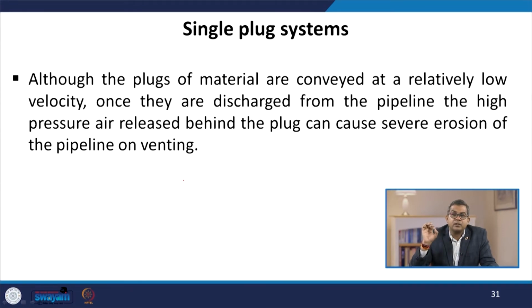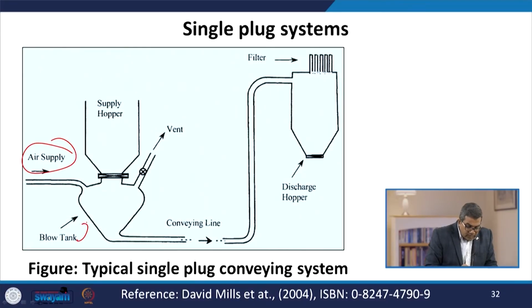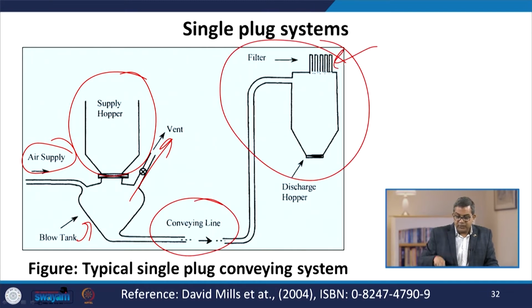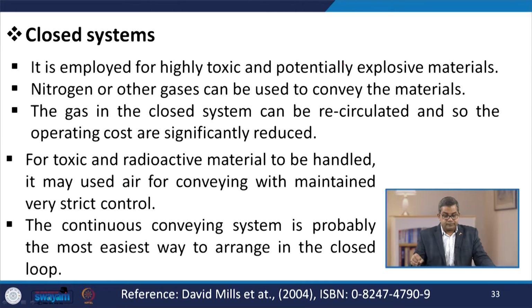Although the plugs of material are conveyed at a relatively low velocity, once they are discharged from the pipeline, the high pressure air released behind the plug can cause severe erosion in the pipeline during the venting. Now, here you see the single plug system. You have the air supply equipped with the blow tank. We have the supply hopper with the vent, and this is the conveying line, and usually with the help of the filter we have this discharge hopper.